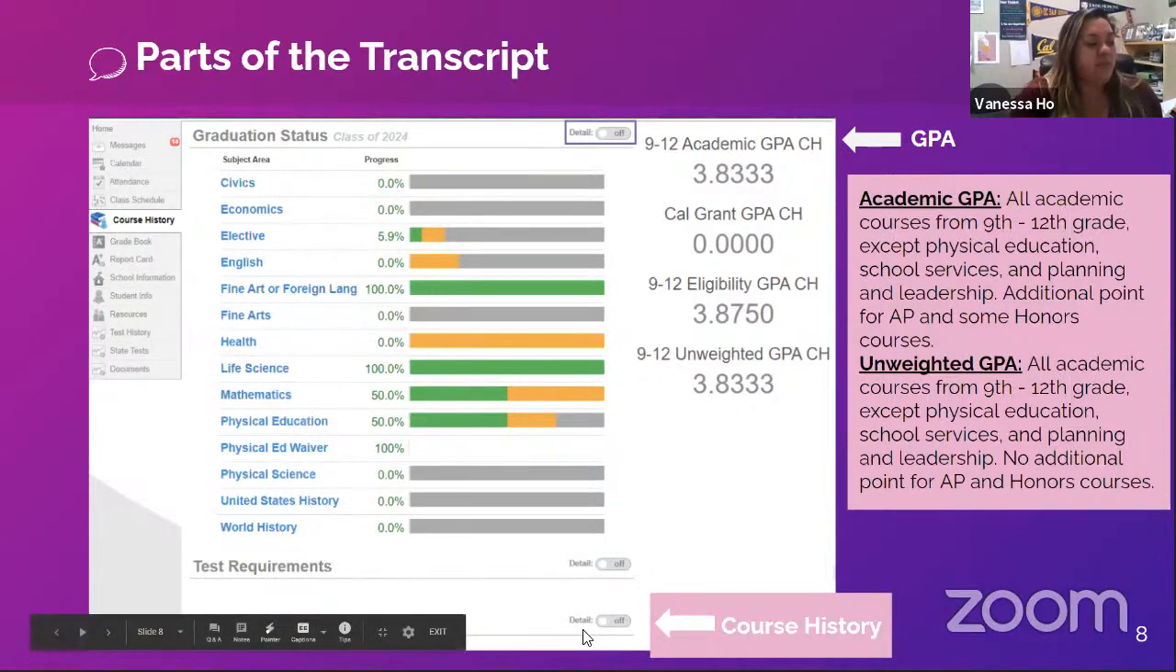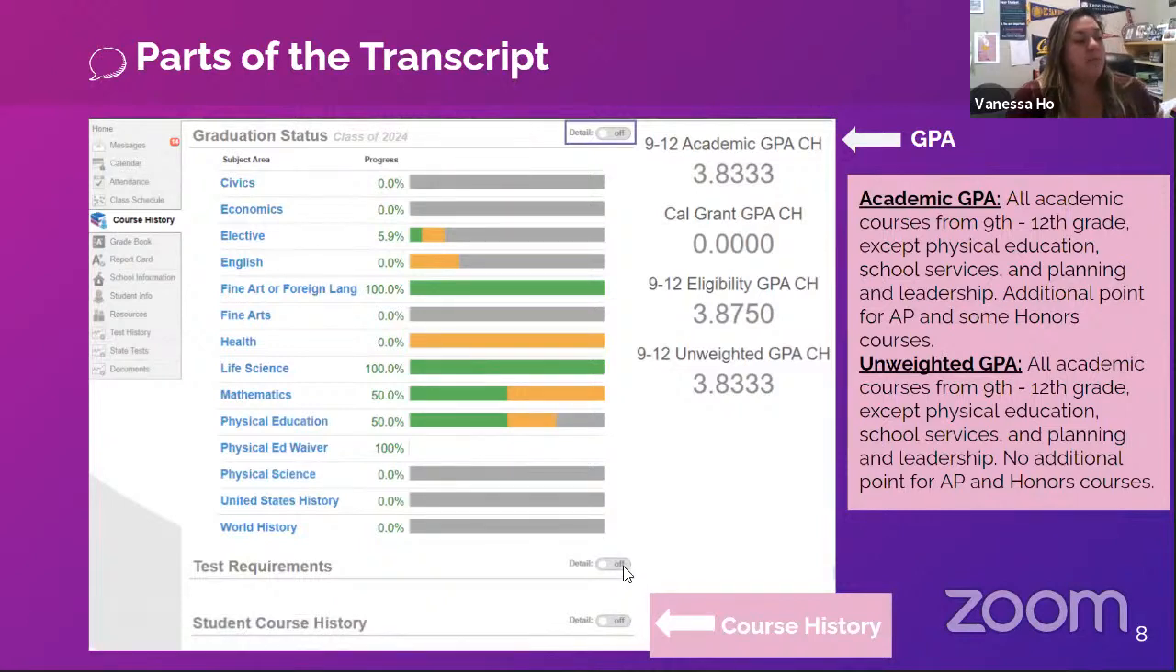And then in addition, at the bottom of the screenshot, you can see where it says student course history, and there's a toggle button that says detail on or off. You would put it on, and you can see all of the student courses from middle school as well as from high school, and you can filter it to just look at the high school classes that they have taken. And you can see every single grade and every single class that they have earned grades for.